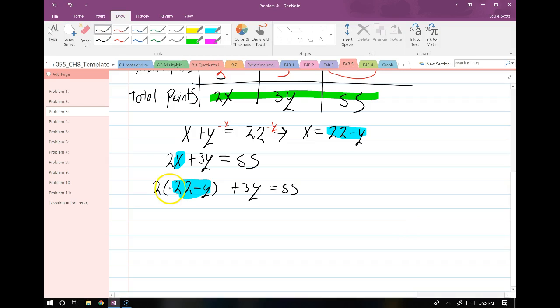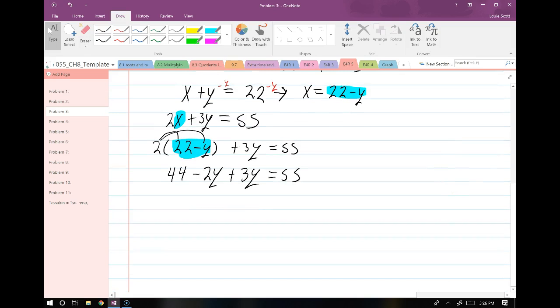I need to get rid of all my parentheses, so I distribute. 2 times 22 gives me 44. 2 times negative y gives me negative 2y. And then I have the rest. Now I combine like terms: 44 plus y equals 55. When I subtract 44 from both sides, these cancel, and I end up with y equals 11.